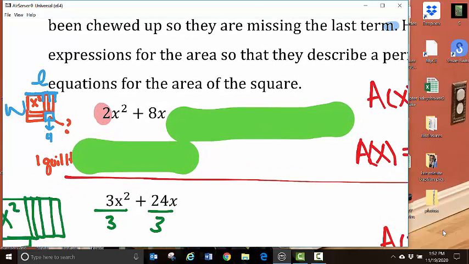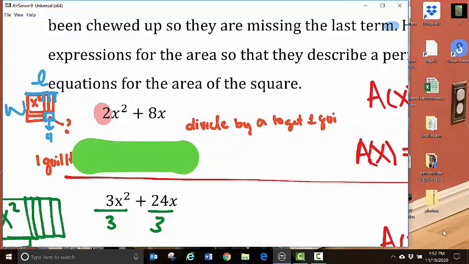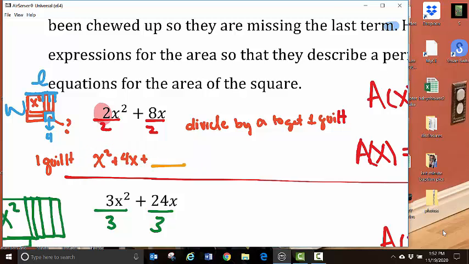So to break it down into 1, I'm going to divide both sides to get 1 quilt. And in this case, I'm going to divide it by 2. So divide by 2, and 1 quilt. 2 divided by 2 is 1x squared. 8 divided by 2 is 4x. And now we need to fill in this little spot right here. Well, remember, we do that by saying half the middle number, which is 2, squared, which is 4. So we could add 4.